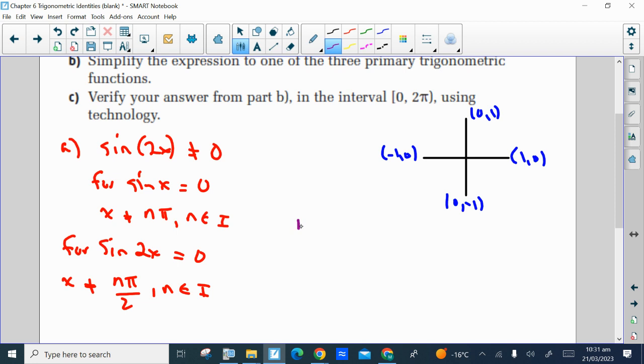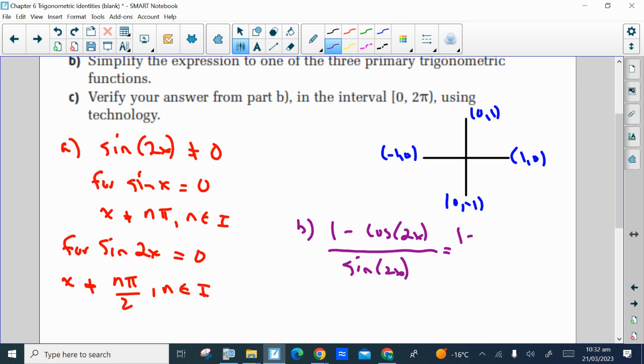Part B then says simplify the expression to one of the three primary trig functions. So starting with the original function, we're going to simplify. So when we replace the cos 2x, we have options. We can use any one of the three that we have at our disposal. They're all three on the formula sheet. It doesn't matter which one you use. Some of them will be easier than others, but it doesn't matter which one you use.